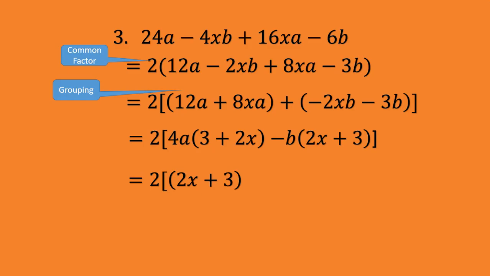2x plus 3 or 3 plus 2x, it doesn't matter how you write it, is the common factor. Taking it out there will give me the 4a left, and taking it out there will give me the minus b left over there. And that is how you would factorize that one.